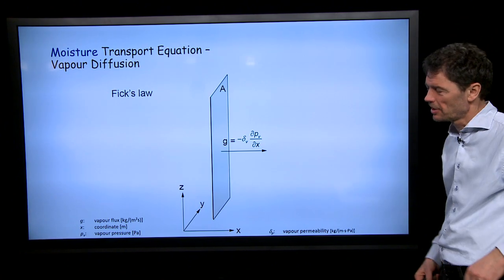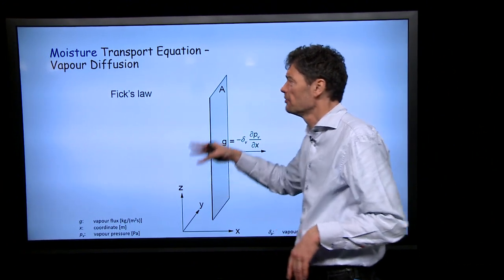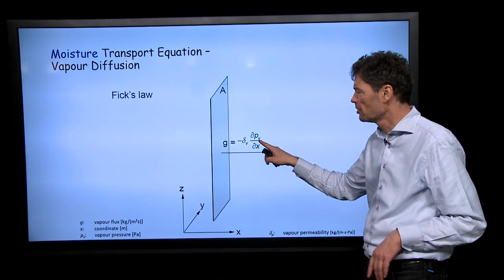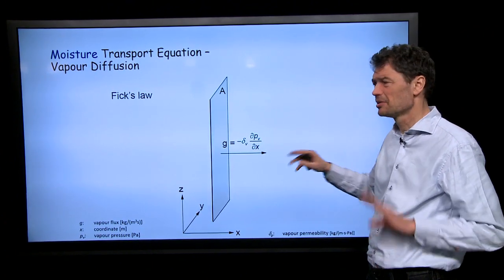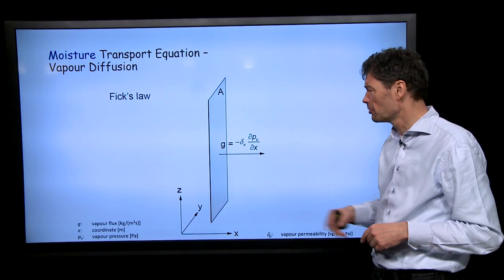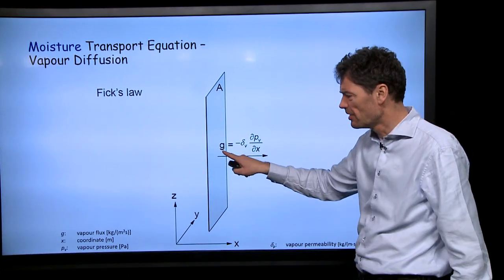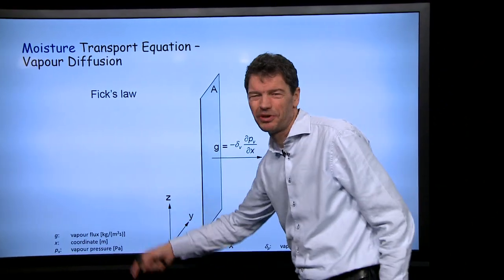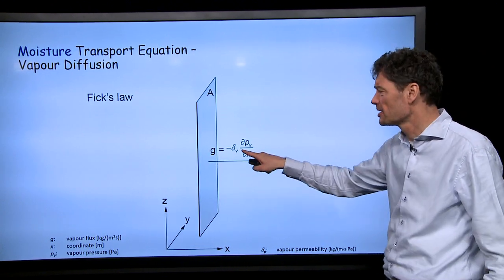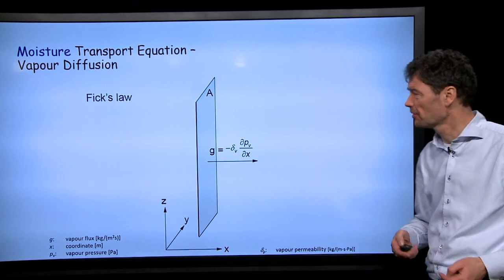And like when we talked about heat, we had Fourier's law to govern heat flow. Then for vapor diffusion, it's Fick's law. And here it's the vapor pressure that is the driving potential, or gradients in the vapor pressure that drive the vapor flux. So vapor flux is the value G here, in kilograms per square meter per second. And the material property to govern this is the vapor permeability, delta V, V for vapor.